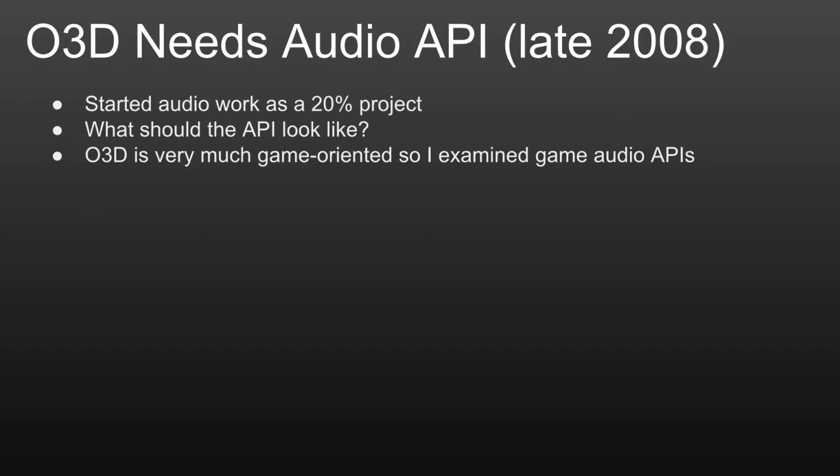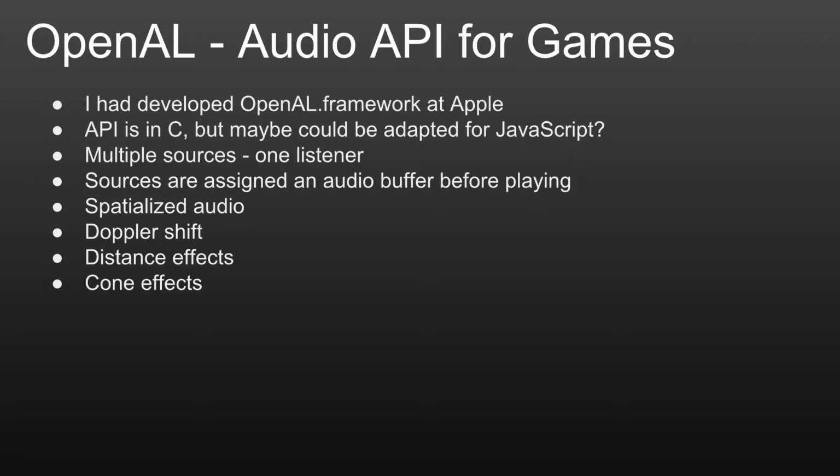So I started a 20% project, and for those who don't know, at Google they let workers take maybe one day out of the week just to work on their own personal project. I decided I wanted to figure out how we can add audio to O3D, and what the API should look like. Because it's game-oriented, my thinking at the time was, let's add some game audio API to go along with it. I had worked on an API called OpenAL when I was at Apple. I developed the OpenAL.framework there.